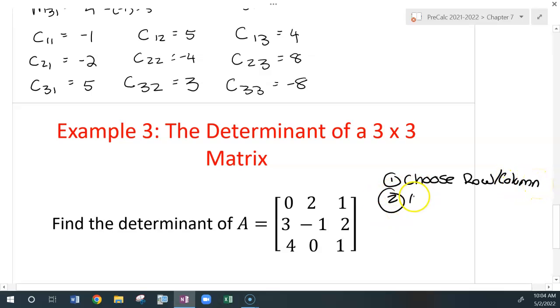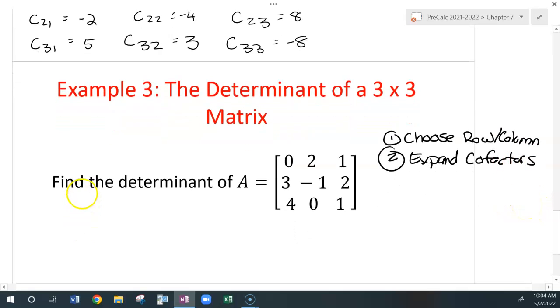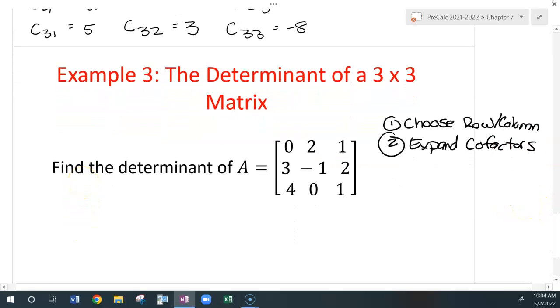And then step 2, we're going to expand the cofactors. And here's what I mean by that. First, choose a row or column. My suggestion is pick one that's easy. And I see a 0 right here. So I'm going to pick something with that 0 there. And I think I'm just going to pick this first row.